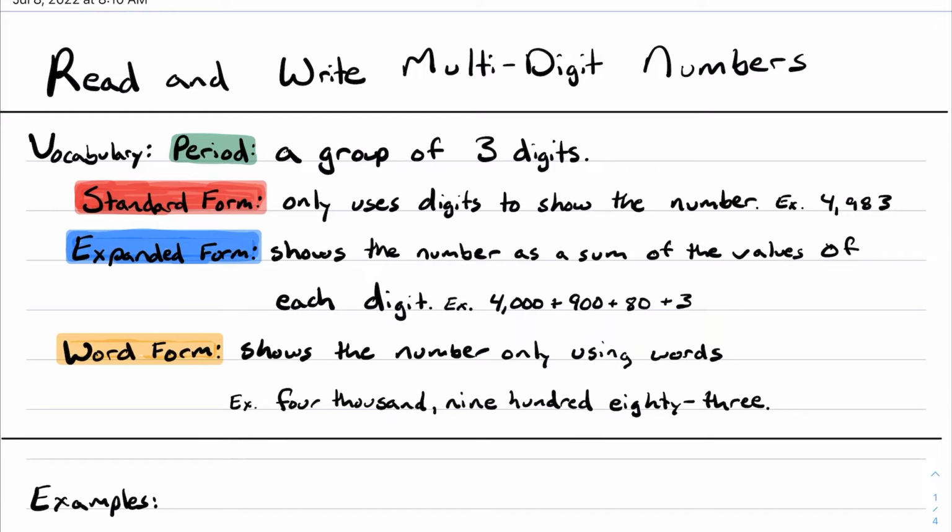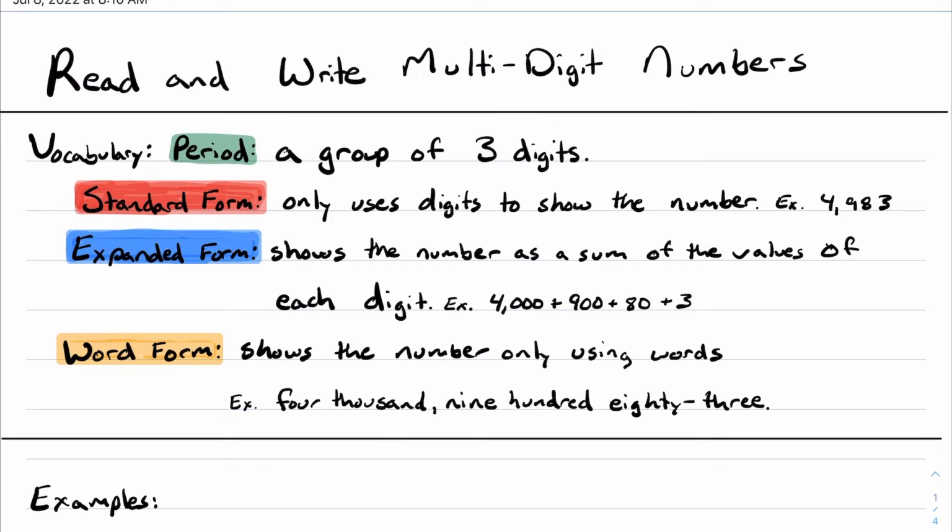And our last vocabulary word for the day is word form. This shows the number only using words. So for example, with 4,983, you're just going to write what you say, so how you say the number, 4,983.